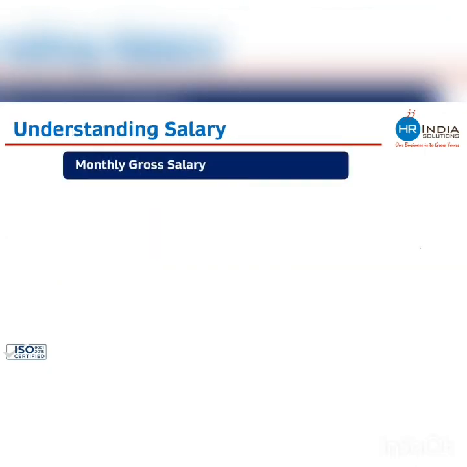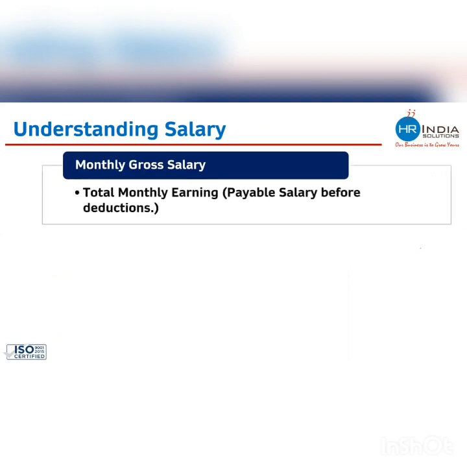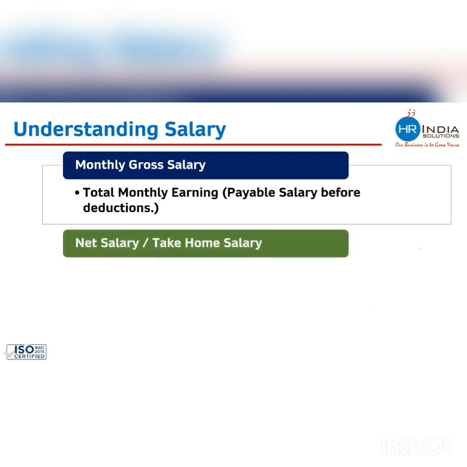Monthly gross salary. What is monthly gross salary? Monthly gross salary is the total monthly earning of an employee. This is the total earning of an employee and total payable salary before any kind of deductions. So gross salary is the total earning of the person, and this is the payable salary before any kind of deductions, right?